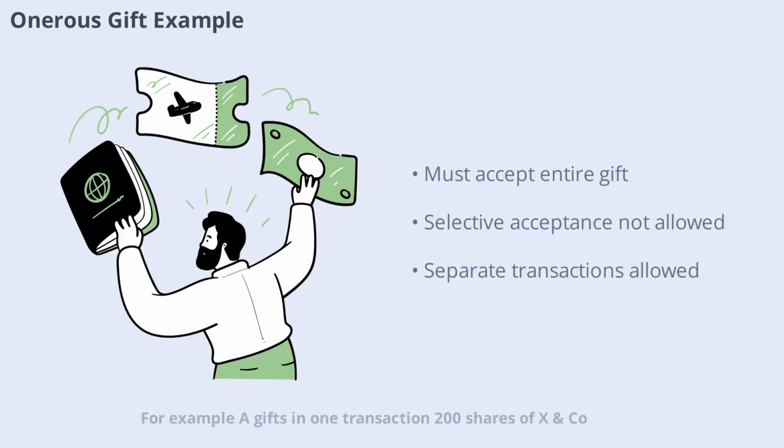For example, A gifts in one transaction 200 shares of X & Co., a prosperous company, and 100 shares of Y & Co., a company in difficulties. Heavy calls are expected from Y & Co. The donee must take the entire gift, becoming an onerous donee. He cannot accept only the shares of X & Co.